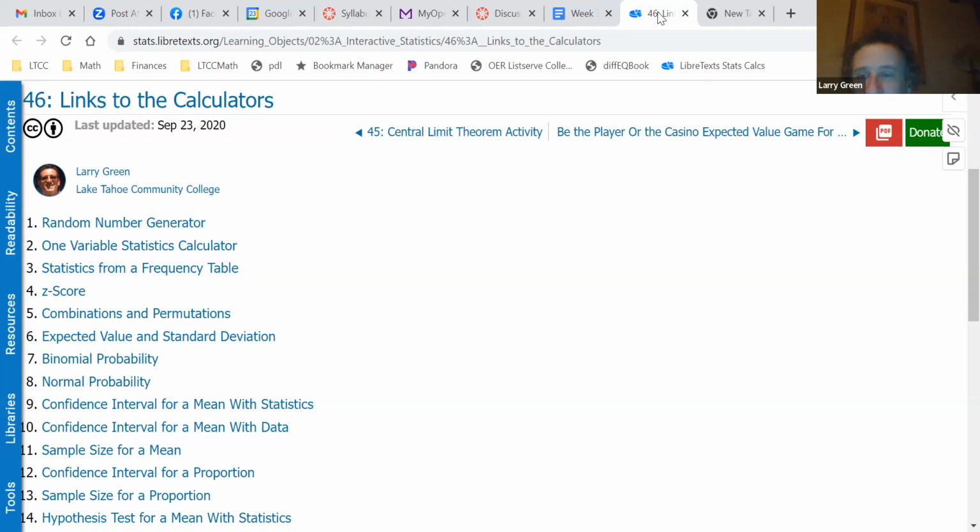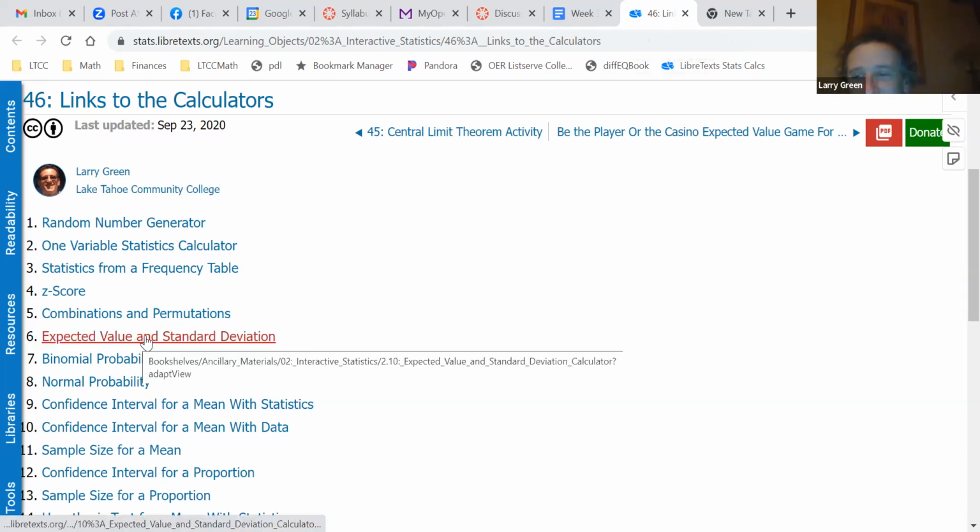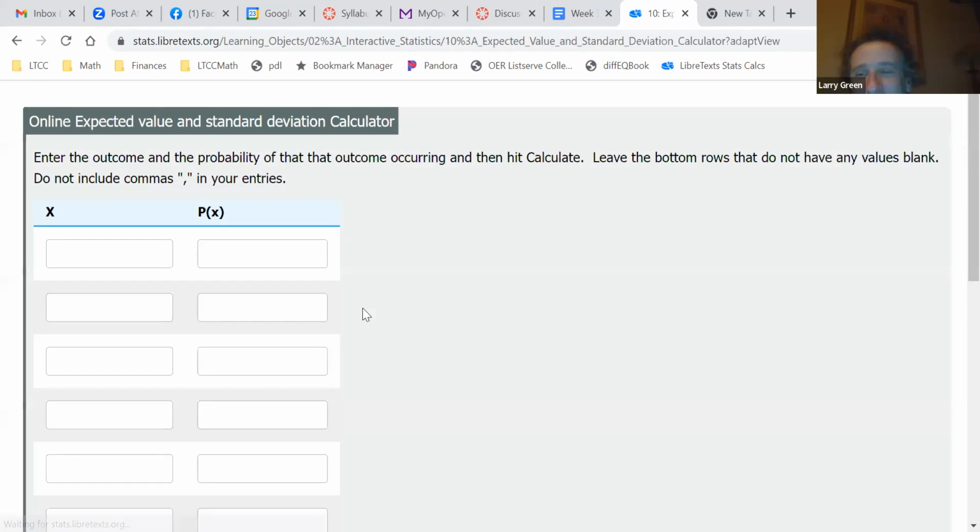What calculator number? 8. We don't have a normal probability. It's 6, obvious. Huh? 6. We want the expected value. Does that make sense? It's not a trick question. It says expected value. So if you want the expected value, then how about the expected value one? Does that make sense? Okay. Number 6 is important, but that's next week, not this week.